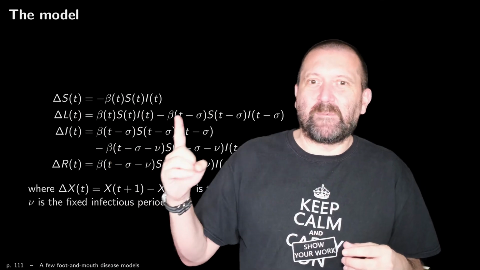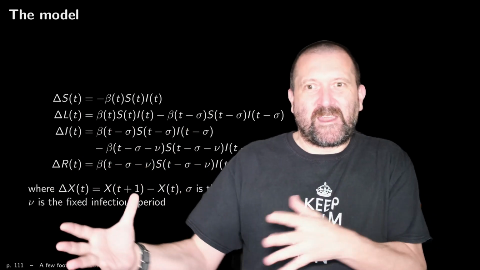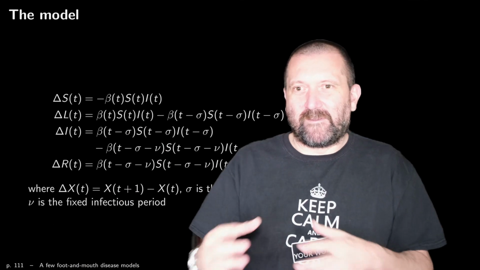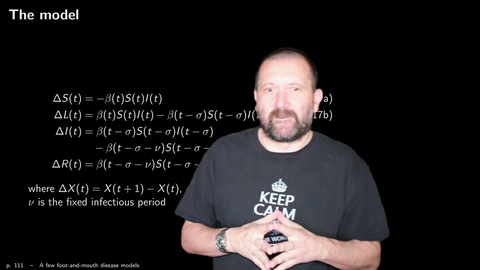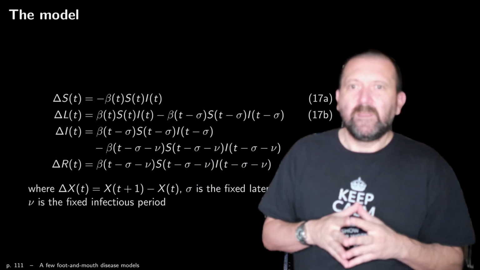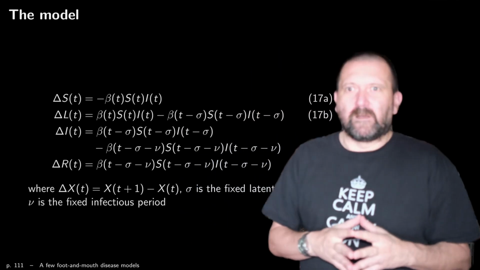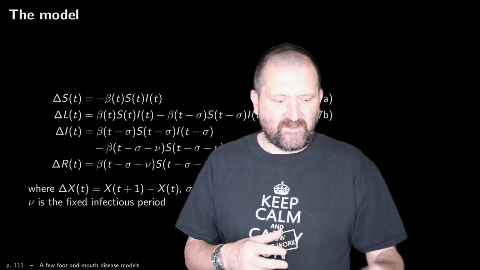The ones that became infected some time ago change status throughout, but their numbers are not changing. So that's why there's this sort of conservation here. Okay, so this is the model that they looked at the time.